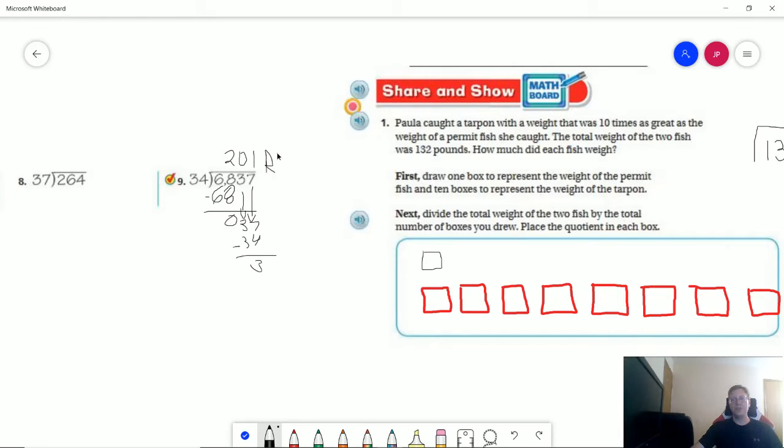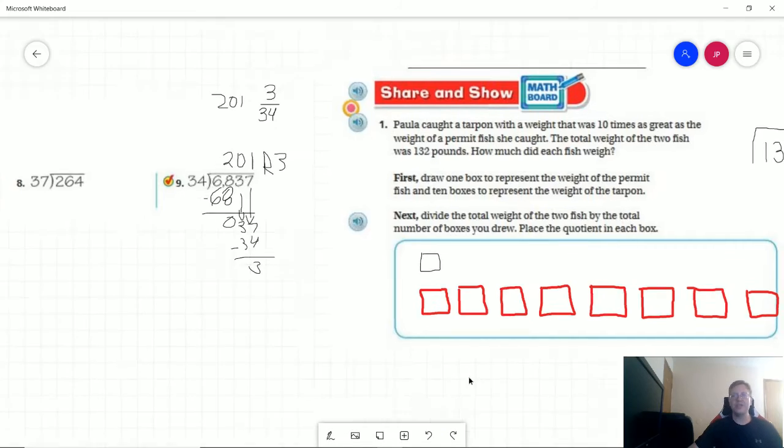And to review what we were working with on Monday, that remainder of 3 could be represented as a fraction over our divisor. So we could have a fraction of 3/34. So this is one way you could write the answer. Another way that we could write that would be to write 201 and 3/34.